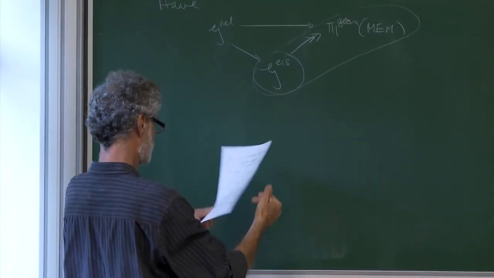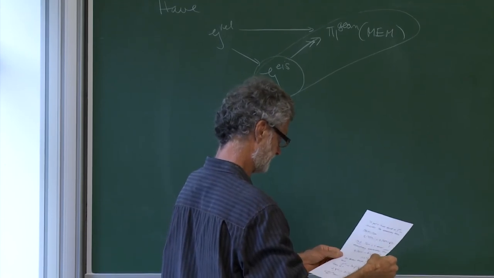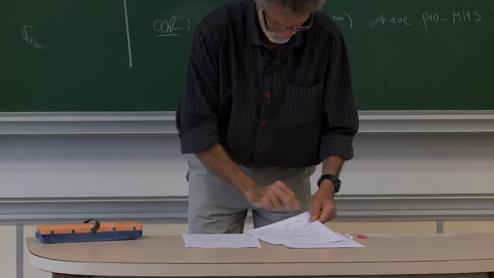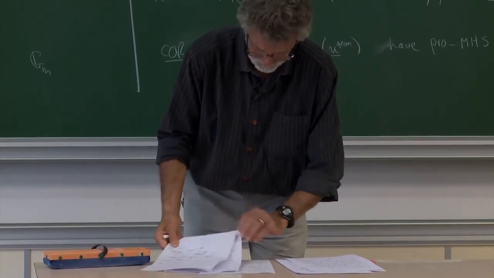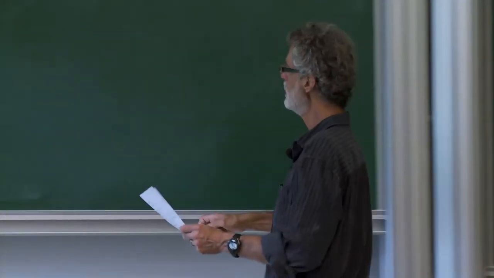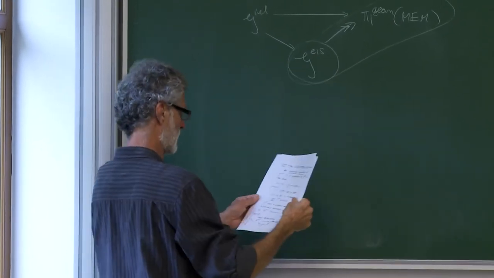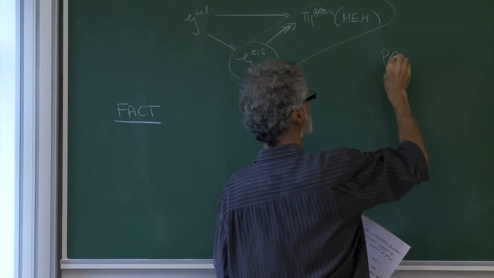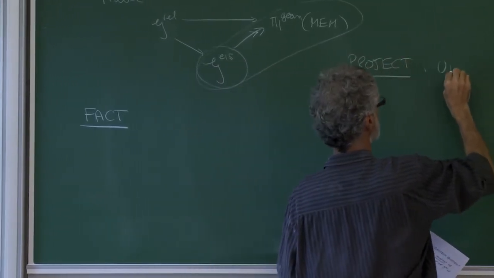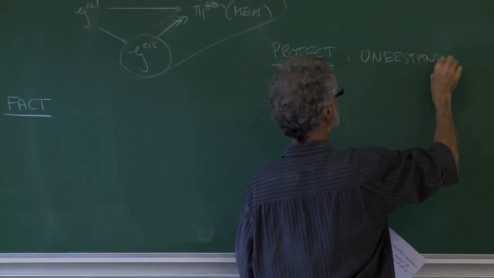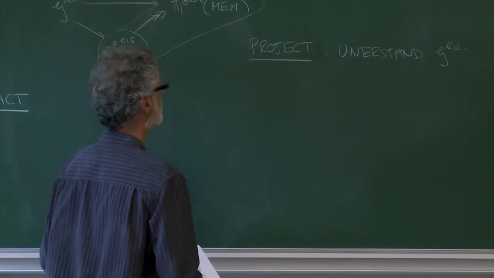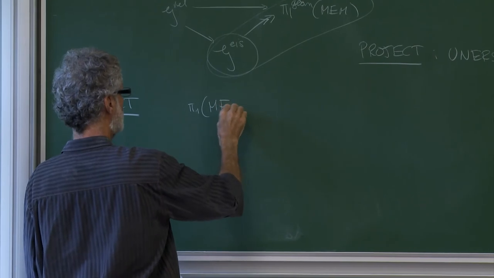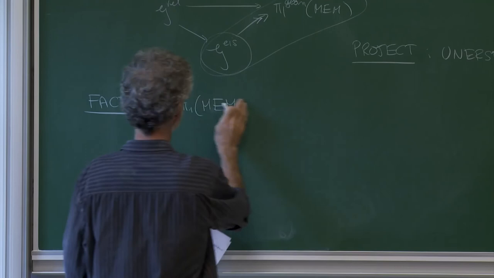Let's see if we can understand this. I'm going to jump ahead a little bit and jump back. All right, so we want to understand this. So let's get some sort of lower bound on what it's like. So the project is to understand it. Okay, so the fact is that if I looked at pi 1 of MEM, sorry, I didn't do this right.